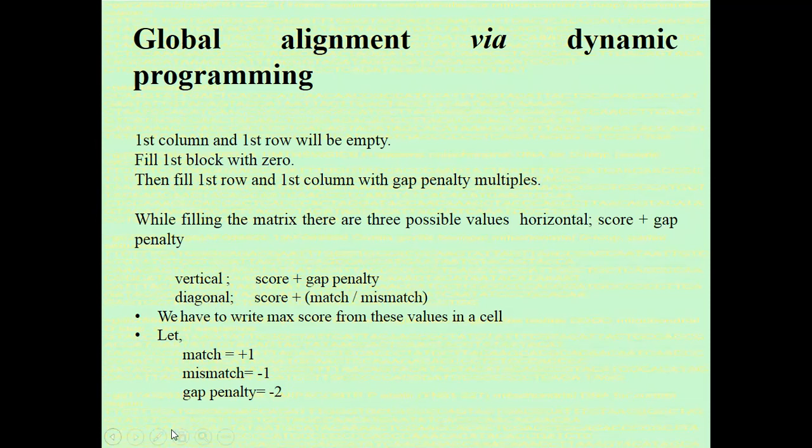We give three different scores. If there is a match, like A and A, we give +1. If there is a mismatch, like A and T, we give -1. And when there is a gap penalty, we give the score -2.